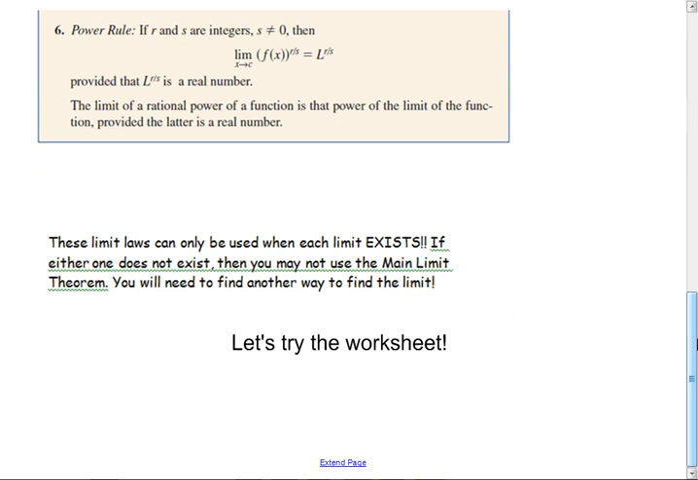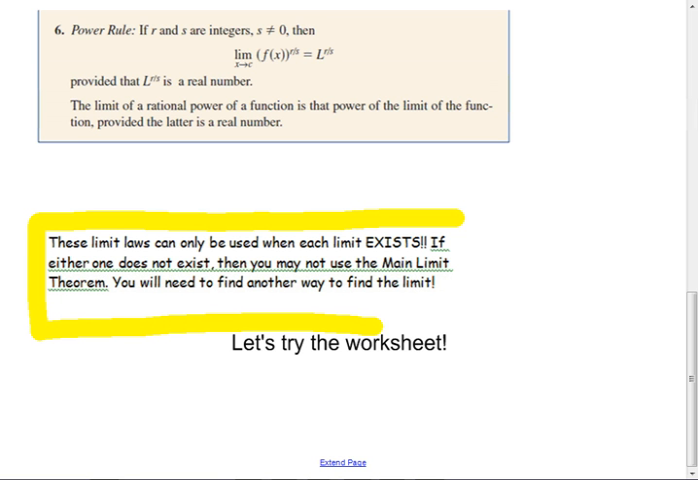These limit laws can only be used when each limit exists. This is different. We talked about it last year. I said last year, you don't have to worry about it. We'll worry about that in BC. So I'm going to guarantee you, you're going to have some problems like we'll force you to not use the main limit theorem. And look at the left and right on your test for this chapter. You just have to find another way to find your limit.